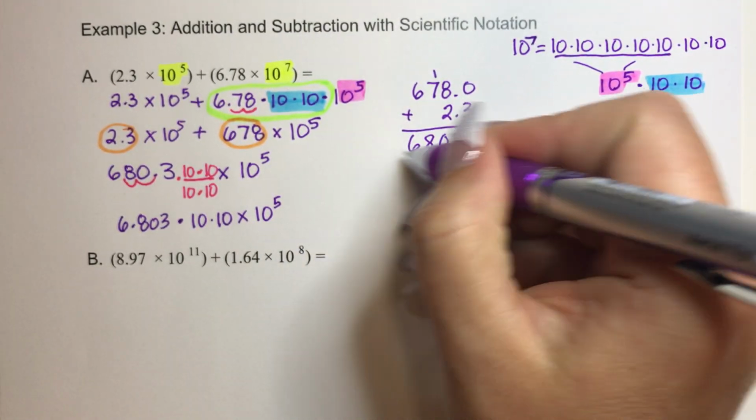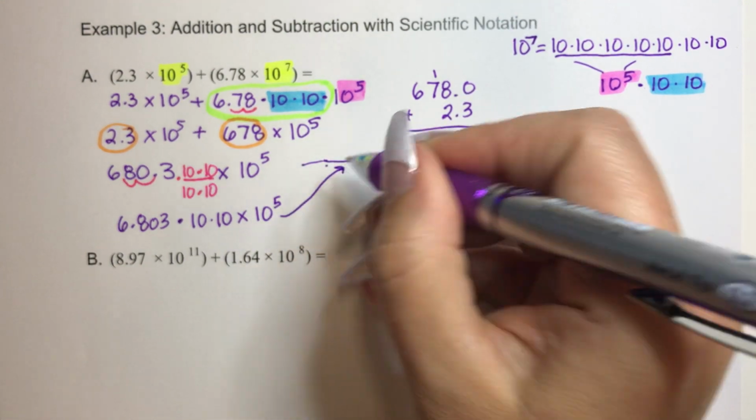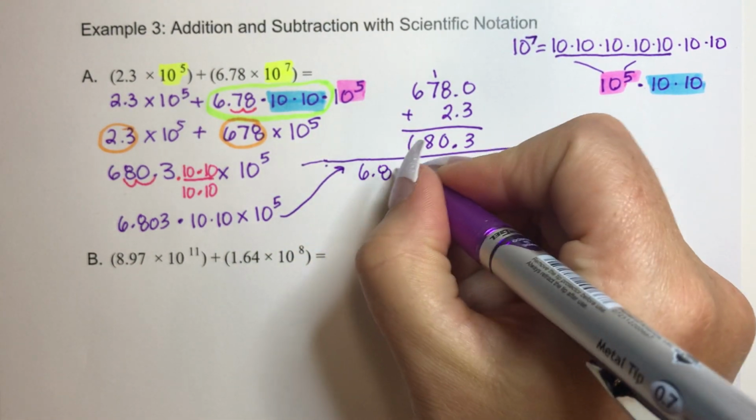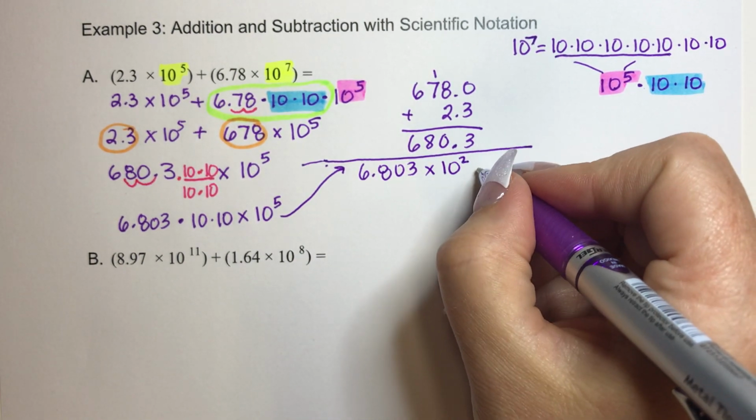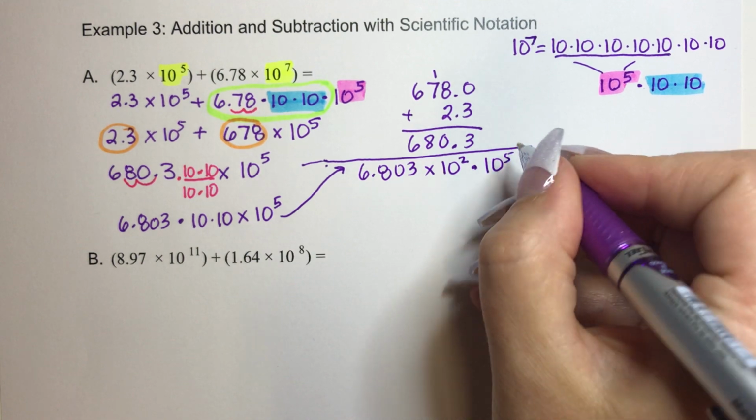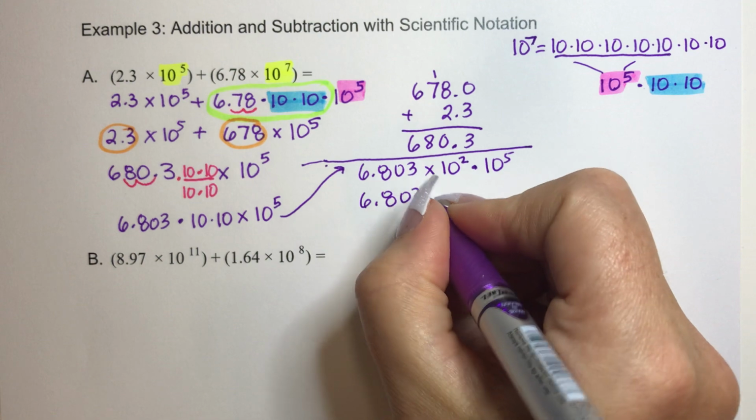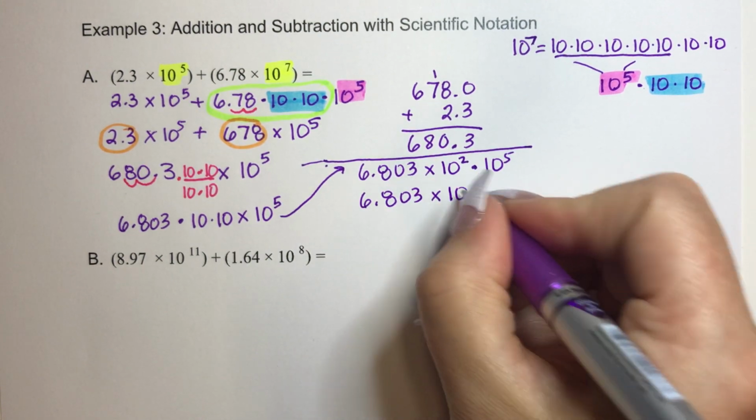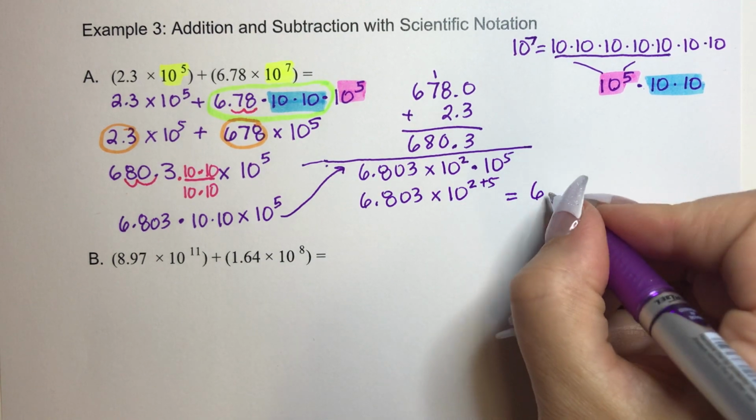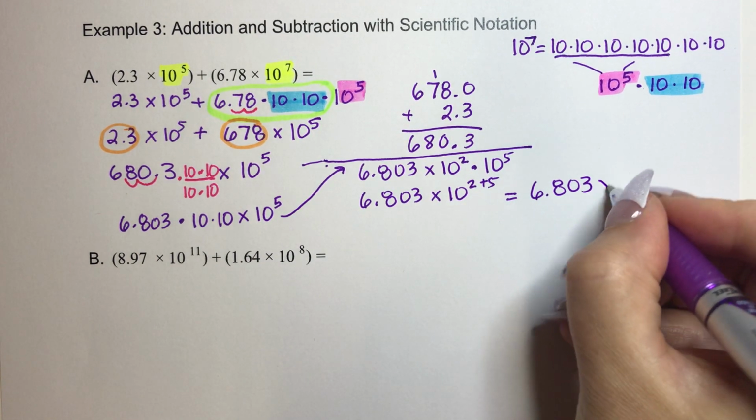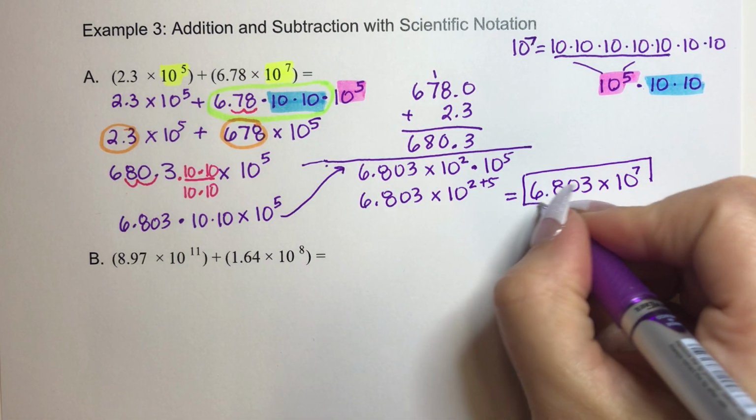So I'm going to make a line here and go here. So we have 6.803 times 10 squared times 10 to the 5th, and we have the same base, so we can do that product rule. 6.803 times 10 to the 2 plus 5, which ends up being 6.803 times 10 to the 7th. And that is our final answer.